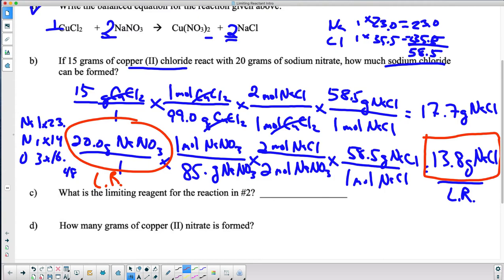What is the limiting reactant? In question number 2, I think they mean B.